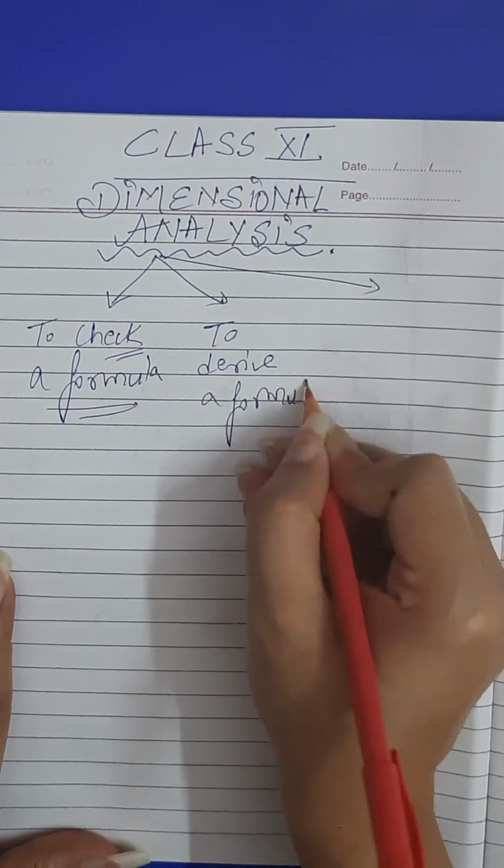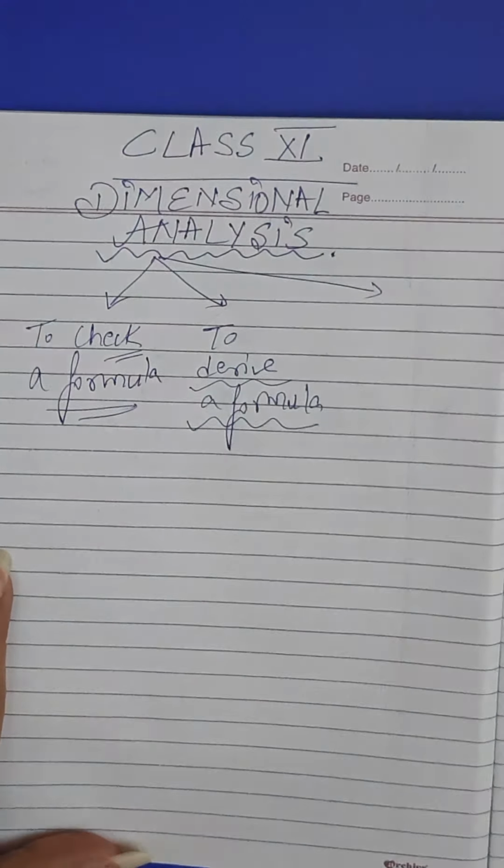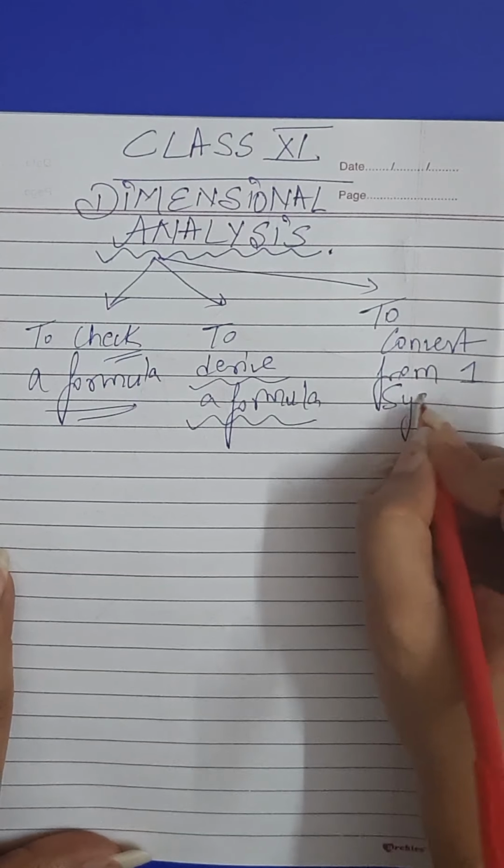Dimensional analysis is basically a category where we use dimensions to carry out certain operations, and these are categorized into three different sections. The first one is to check a formula. We can check a formula using dimensions and figure out whether it is dimensionally correct or not. Second application is to derive a formula. Based on the parameters given, we can deduce a particular formula. And third is to convert from a given system to another system.